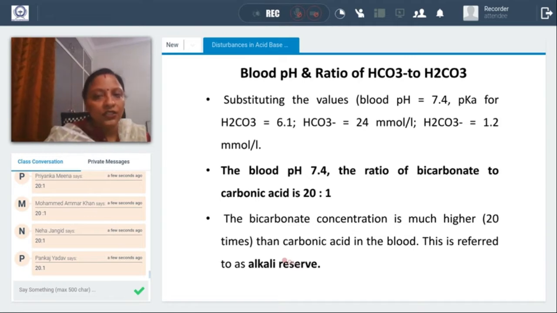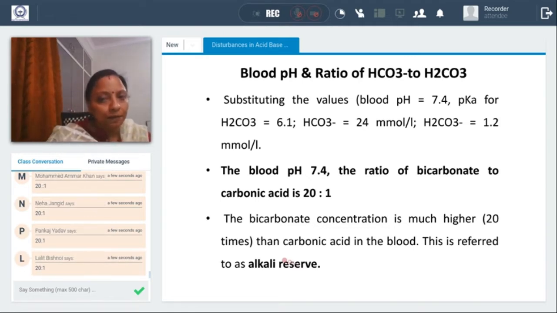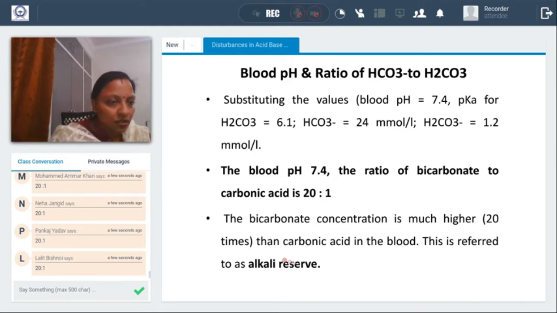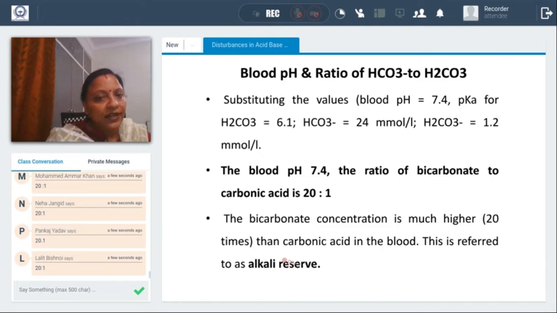The bicarbonate concentration is much higher, 20 times, than carbonic acid in the blood. Is this statement justified or not? The bicarbonate concentration is much higher, around 20 times, than carbonic acid, that is H2CO3, in the blood.